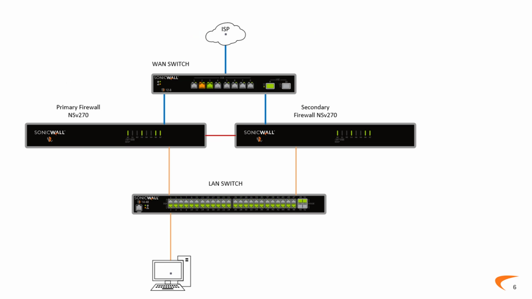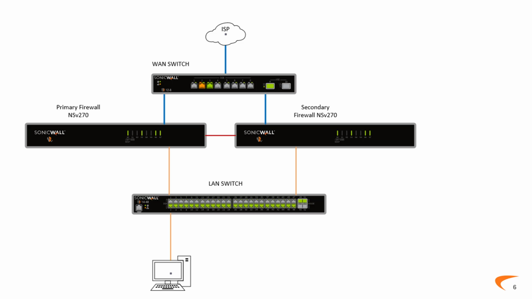What we're looking at today is a little bit cleaner, so it's easier to talk about. But this is essentially what we're working with, right? So we have a single ISP with a single WAN switch, and you can see there's a link from the switch to each firewall, so that's important. And then there's also a link from each firewall to the LAN switch.